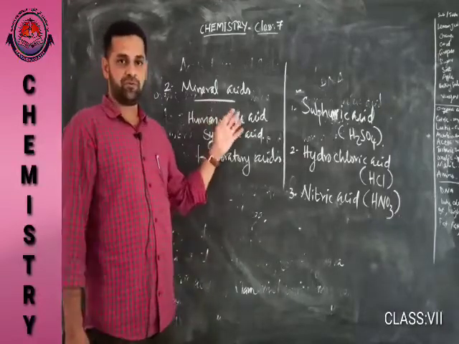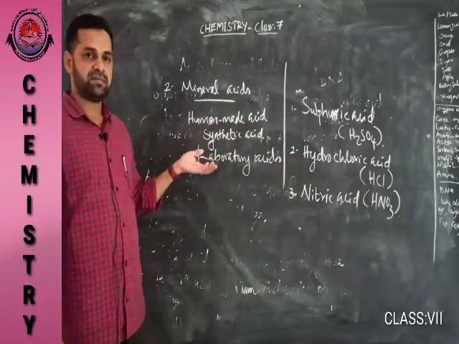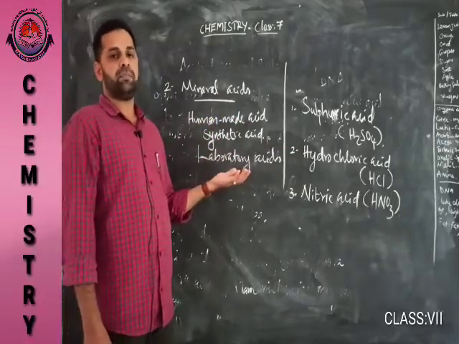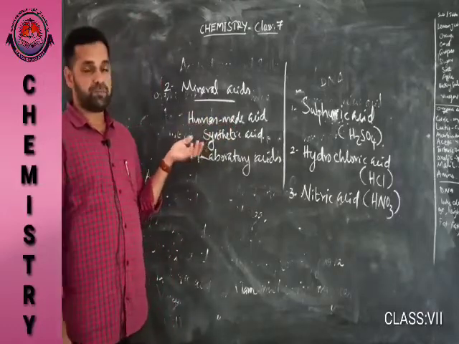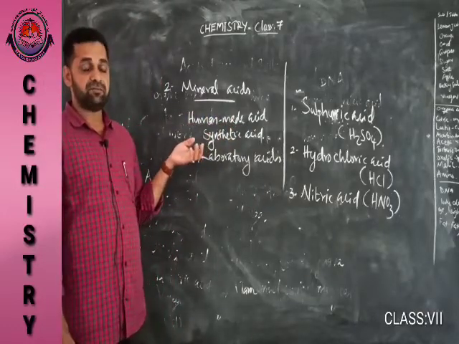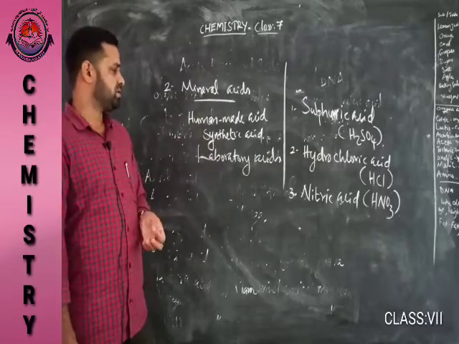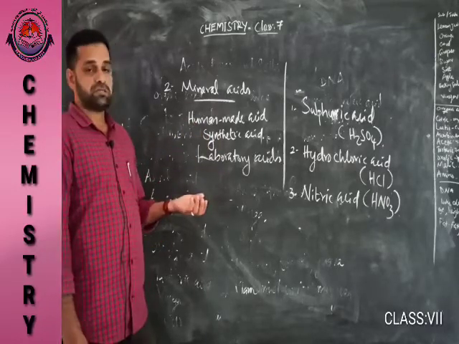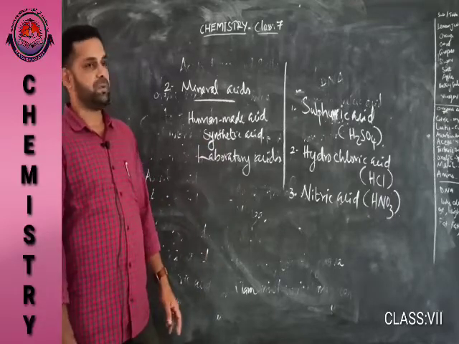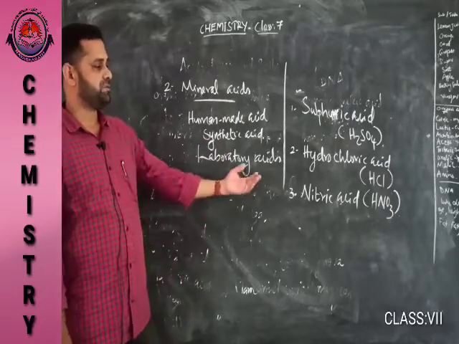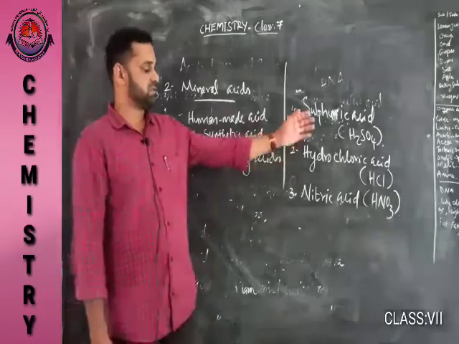So acids are of two types, organic acids and mineral acids. Organic acids are the acids which are obtained from plants and animals, and mineral acids are those which are obtained from the minerals of the earth and which are prepared from the minerals of the earth. They are also called human made acids, synthetic acids, or laboratory acids. And these are the acids which are normally used in the laboratory, that is sulfuric acid, hydrochloric acid and nitric acid.